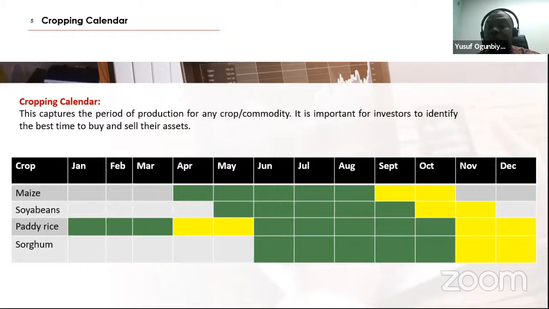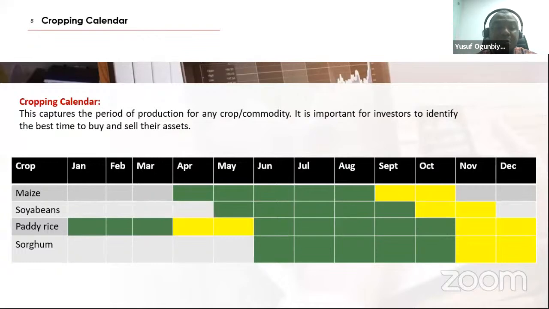Another reason we need to understand the cropping calendar is to be able to say, okay, this is when this commodity is coming into the market. This is when this commodity will be available for us to buy in the market. And that affects the supply of commodities generally. So for instance, we have our maize, soybeans, paddy rice, and sorghum here. There are so many other commodities that are not captured here. You still have your cocoa, your sesame. But let's look at these four commodities, for instance.